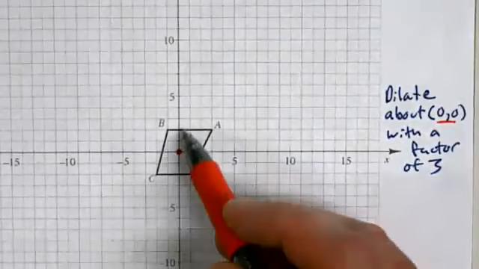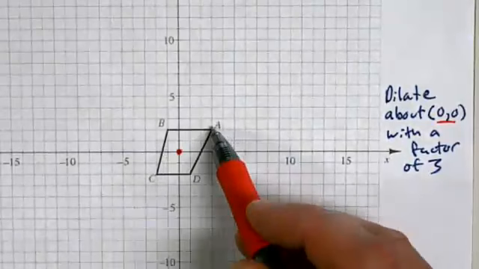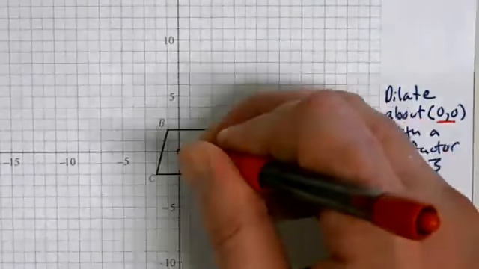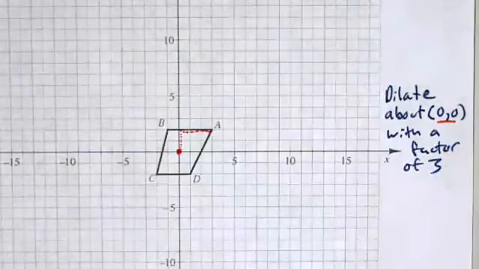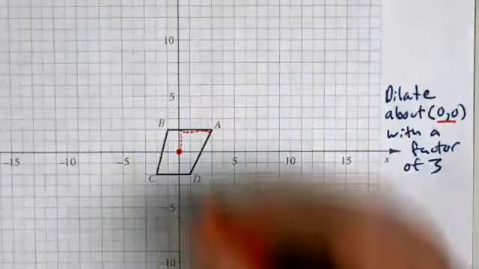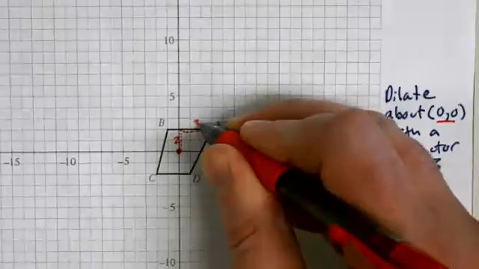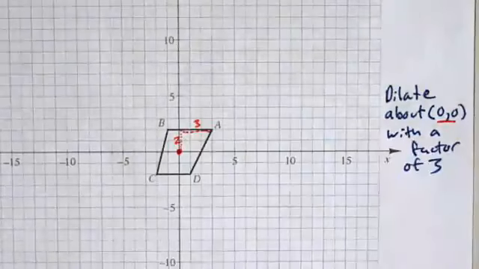Rise 2, run 3. So up 2 and over 3. Agreed? I'm going to draw some little dotted lines going up 2 and over 3. Up 2 and over 3. I like how you call that rise and run. You're thinking of slope. I can tell. You're trying to make a connection there with slope. And there is sort of a relationship here.